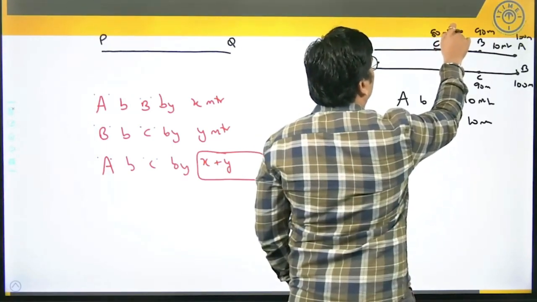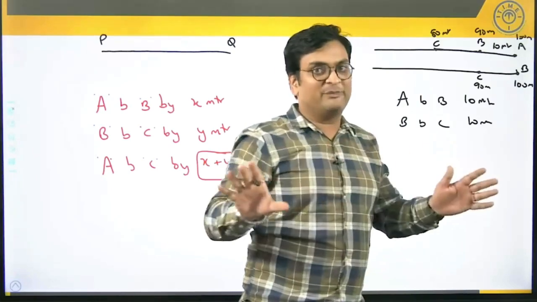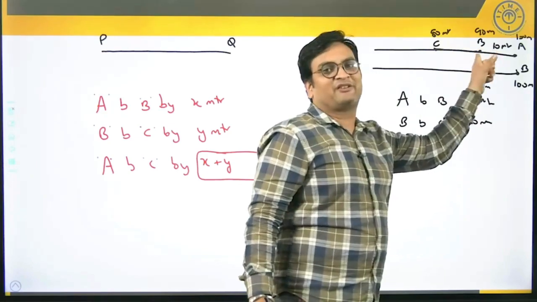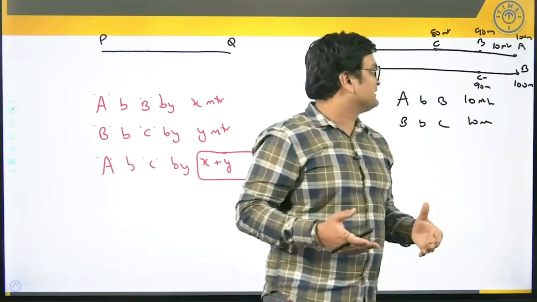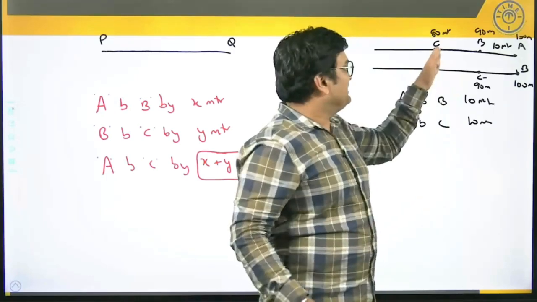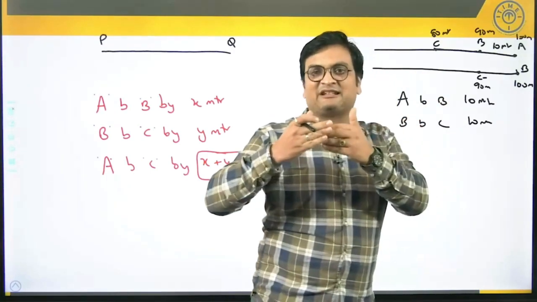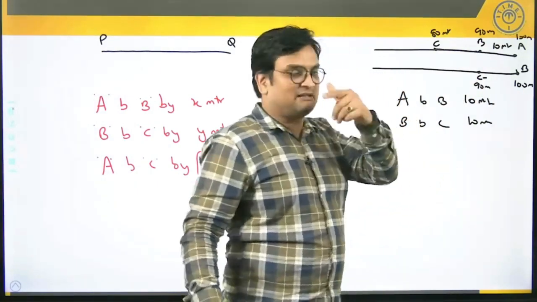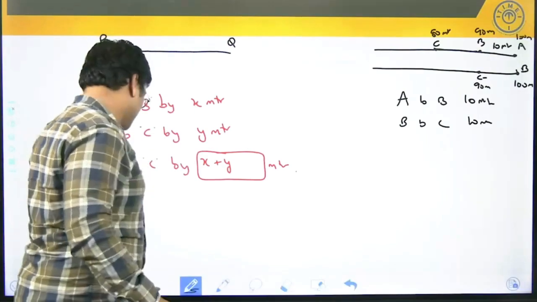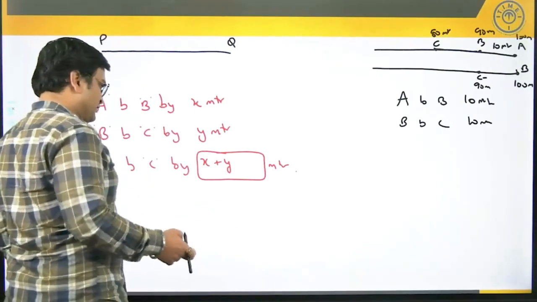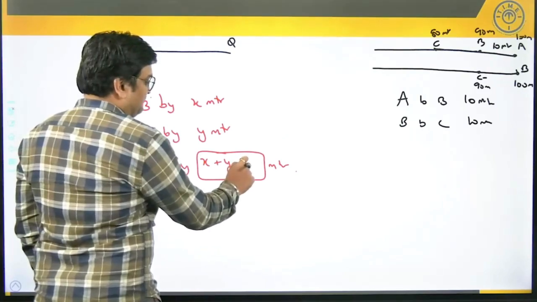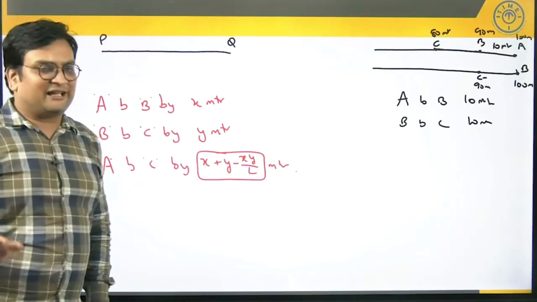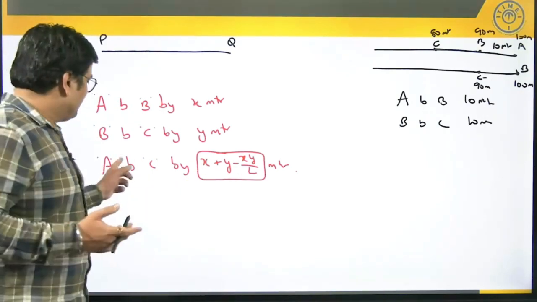Think about it. I hope you understand, it won't be true, because if C is at the 80-meter mark, that means the gap between them is 10 meters. Here also the gap is 10 meters, which is clearly impossible. When B is moving forward, the gap will stretch a little bit. So here the gap is 10, that means here it won't be 10. So simply saying my answer is X plus Y will be wrong. In fact, there is a formula that you may recall, you can note: X plus Y minus X into Y upon L, where L is the length of the track. This will directly give you the distance by which A beats C.